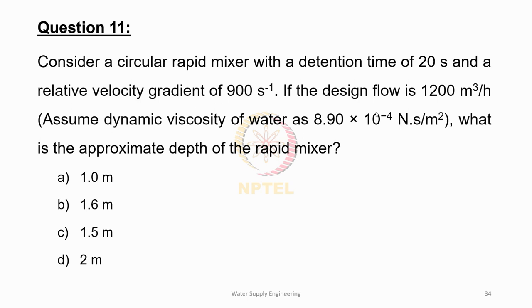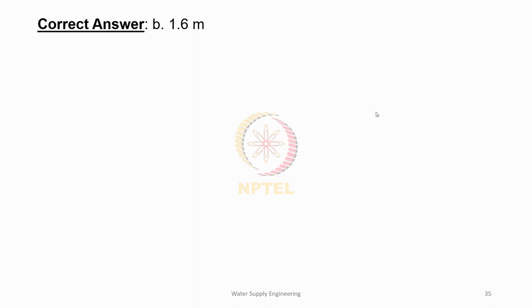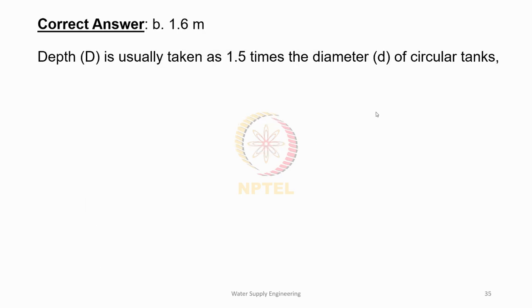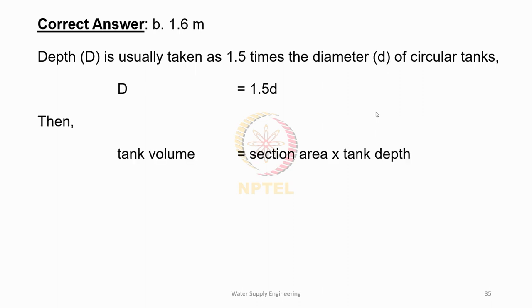Okay, so let's see how to solve the problem. So the correct answer is option B, 1.6 meter. So usually the depth is considered as 1.5 times the diameter of the circular tank. So capital D is taken as 1.5 into small d. So we know that the tank volume is equal to section area into tank depth, right? The cross sectional area into tank depth will give the volume of the tank.